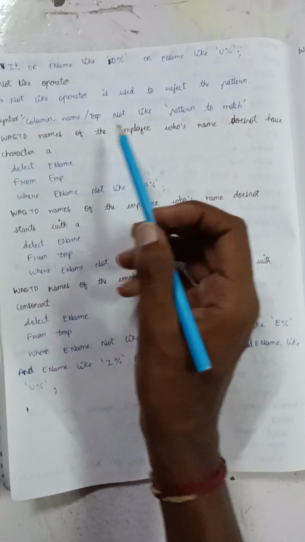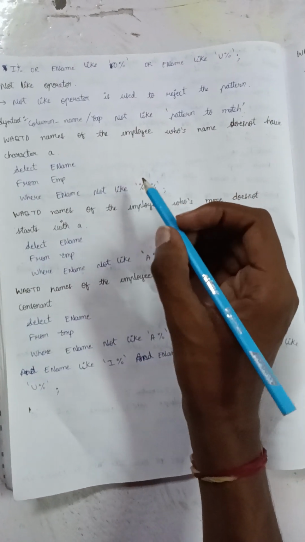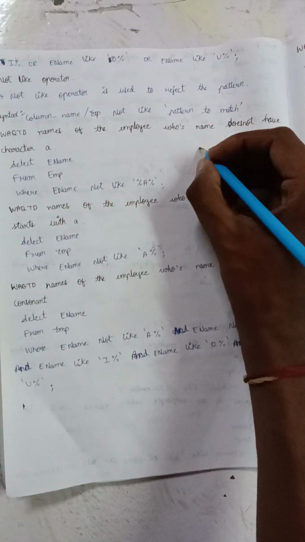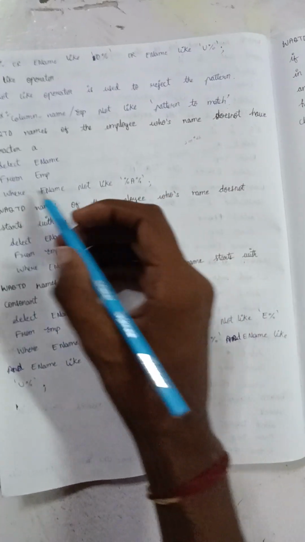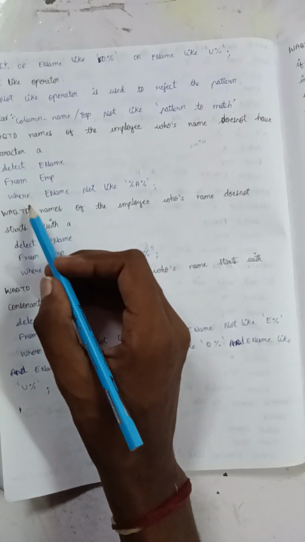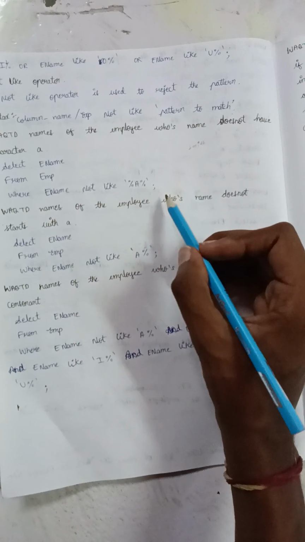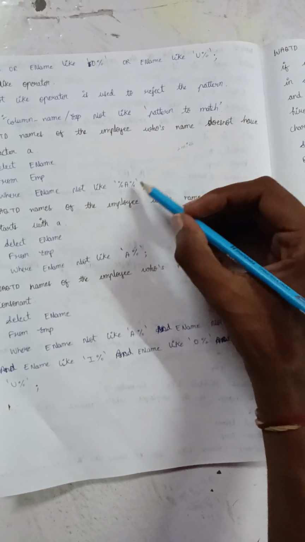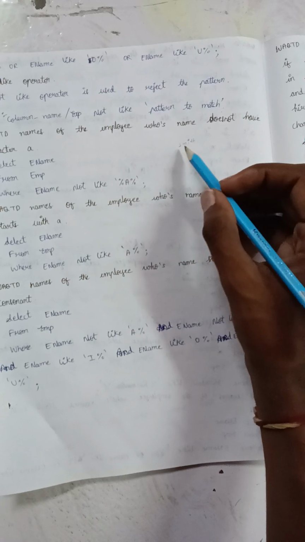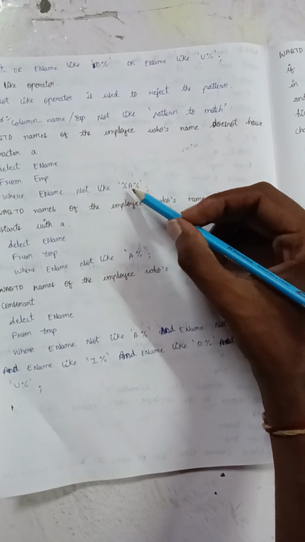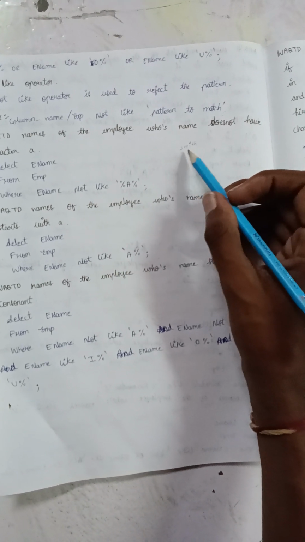Write a query to display names of the employees whose name does not have the character A. For example, in Smith we don't have the character A. To display such names, we use select ename from emp where ename NOT LIKE '%a%'; because no A can be present anywhere. Percent can accept any characters, but after that we have A, so the name cannot have A.